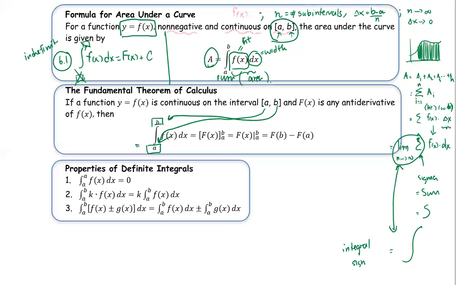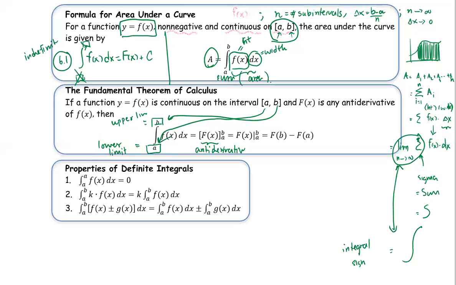a is called the lower limit. Nothing to do with the limit value, okay? It's just called lower because it is the lower one. And b is called the upper limit. So this is the difference between indefinite and definite integrals. You have a lower limit and an upper limit. You still find the antiderivative, but you do not add C.